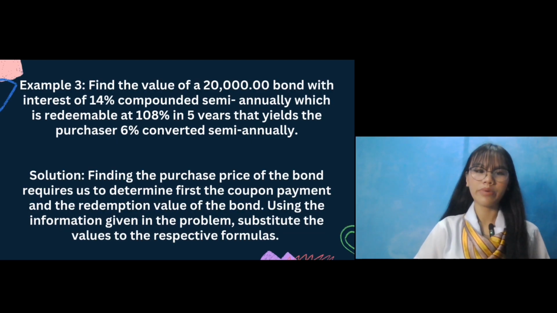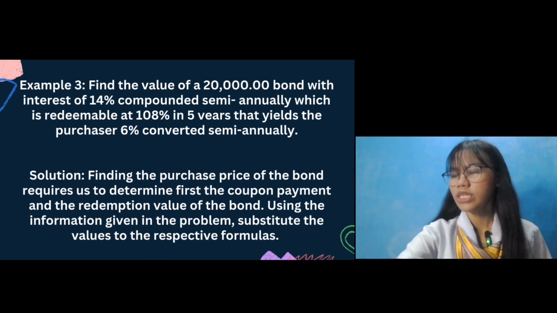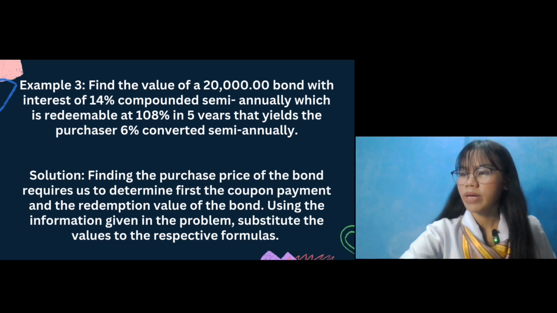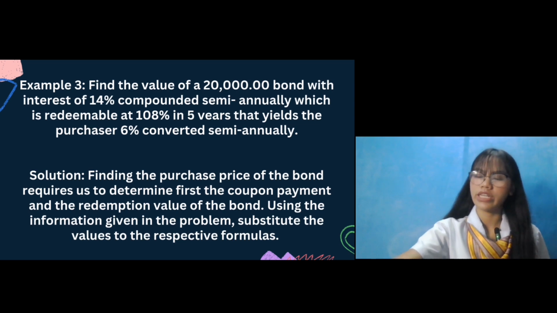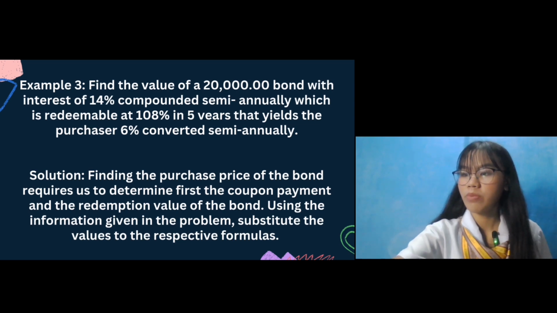Now let's proceed to our example number 3, which is: find the value of a 20,000 bond with interest of 14% compounded semi-annually, which is redeemable at 108% in 5 years, that yields the purchaser 6% converted semi-annually. So in our solution here, finding the purchase price of the bond requires us to determine first the coupon payment and the redemption value of the bond.